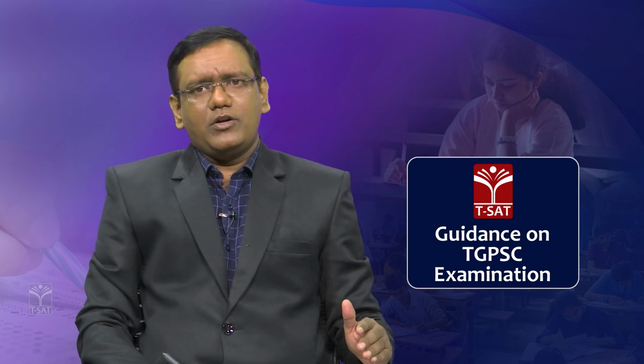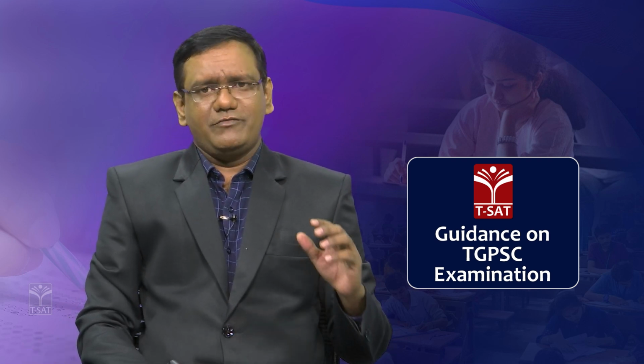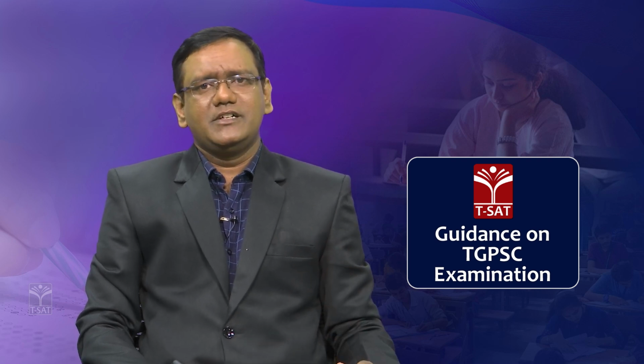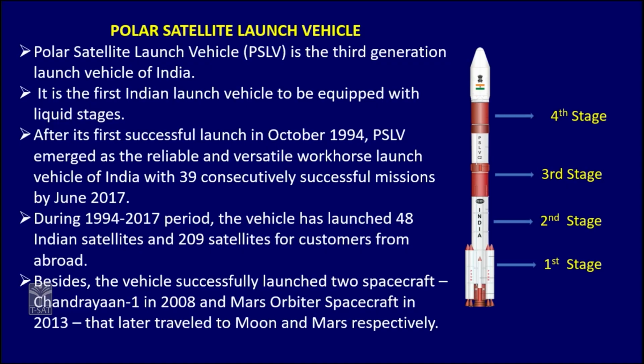Now let's talk about the satellite launch vehicles. We use two types of satellite launch vehicles, that is the Polar Satellite Launch Vehicle and the GSLV, that is the Geosynchronous Launch Vehicle. Now let's learn more about the Polar Satellite Launch Vehicle. The Polar Satellite Launch Vehicle is the third generation launch vehicle of India. Before that there were two more launch vehicles, but this is the third generation. That's the reason we call it the third generation.